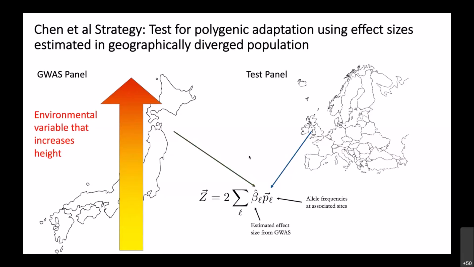And now I'm going to spend the rest of my talk building a theoretical justification for this procedure, and then expanding on that theoretical justification to go beyond this simple scenario where you have a total separation of the panel that you do the GWAS in and the panel that you do your polygenic adaptation test in.